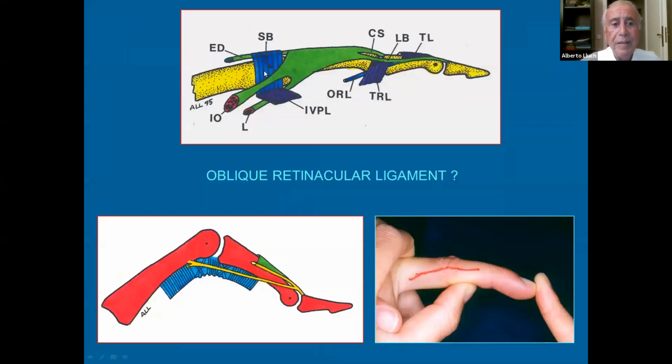So now in summary, here we have all the extensor apparatus in green, and in blue, the stabilizing structures. And finally, one structure that we didn't mention in the entire almost 60 minutes that they have been talking is the oblique retinacular ligament. And this is something I'm leaving to you to think about, because it's quite interesting. What is the oblique retinacular ligament function?